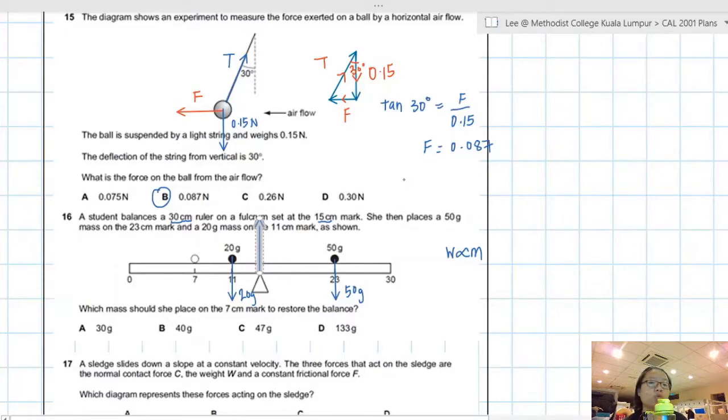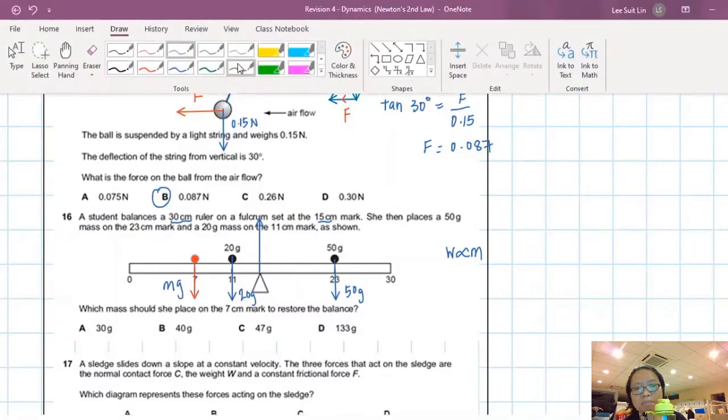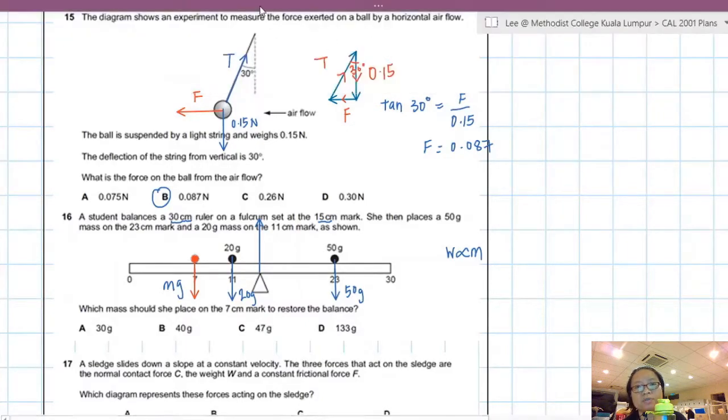Because we don't know this normal force, we will use the fulcrum as the reference point. And for this unknown mass, it will have a downward force like this, but we do not know what the force is or the mass. So I'm just going to put the value of m in terms of grams. Okay, so now we can do clockwise equals anti-clockwise.